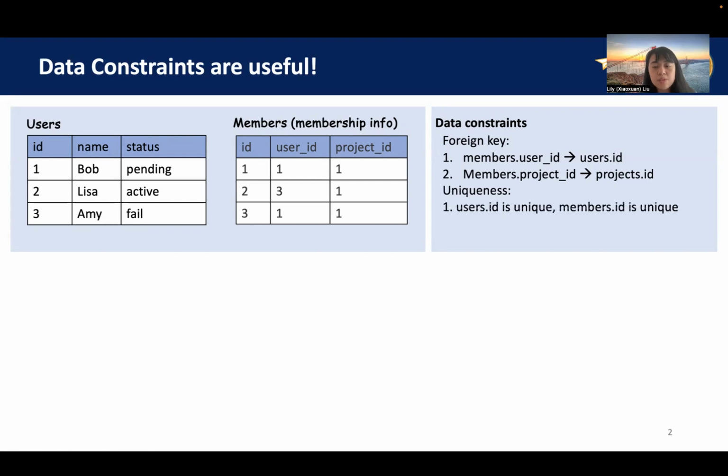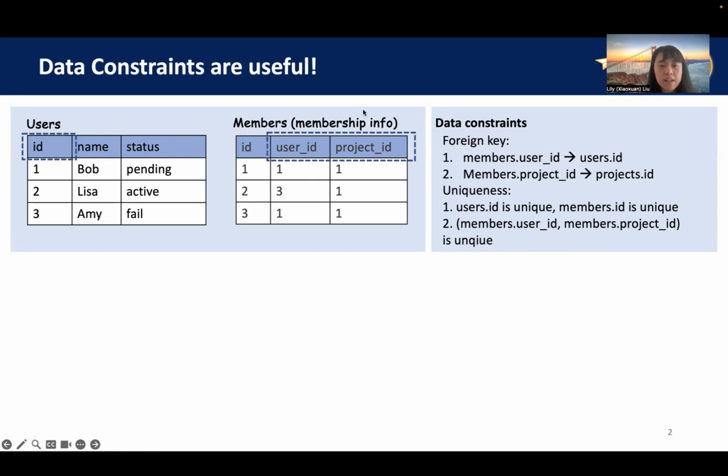There are also some uniqueness constraints. For example, the ID column is a primary key, so it's unique. Moreover, the user ID, project ID column pair is also unique. For example, here row 1 and row 3 both have user ID and project ID equal to 1. So actually this record is invalid because we require that the user ID, project ID pair is unique.